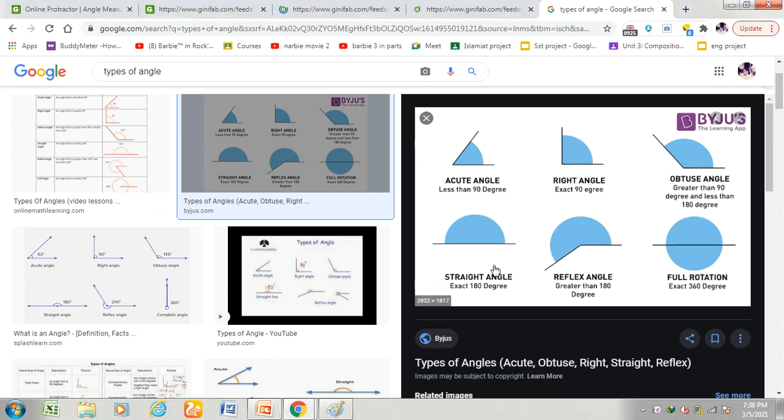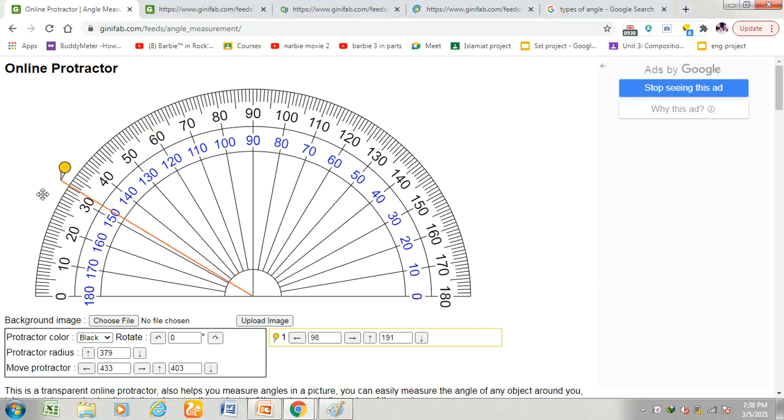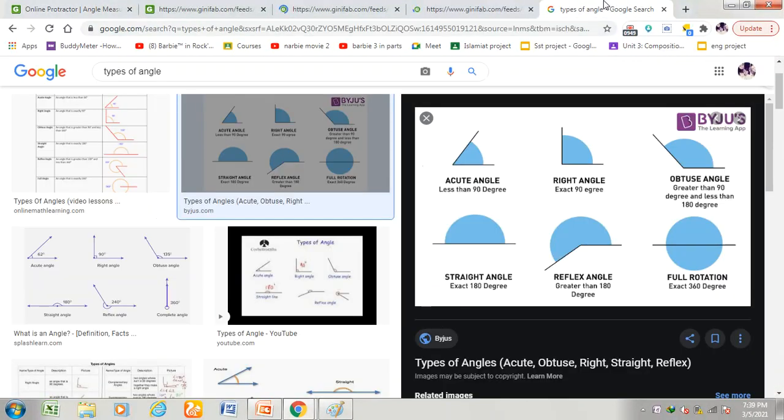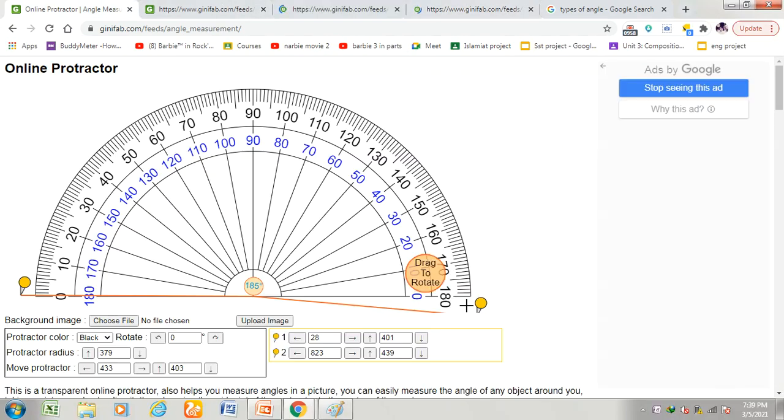See, this is our straight angle. This is the full 180 degree and this is our straight angle. Now the reflex angle I will tell you in my next video. So the full rotation angle. It's really very easy for you.